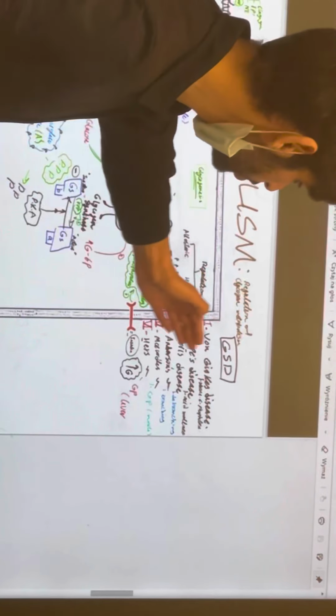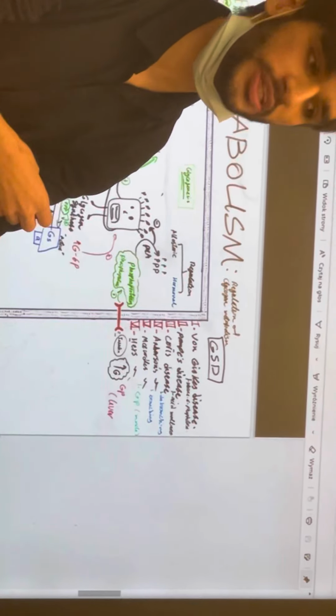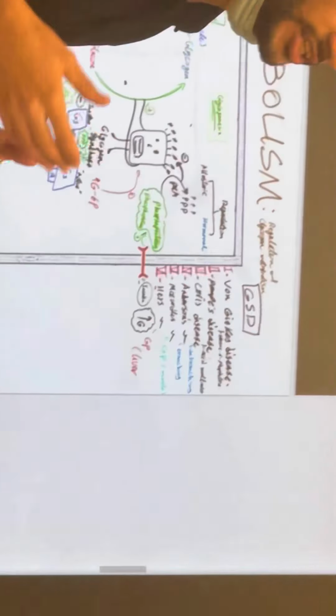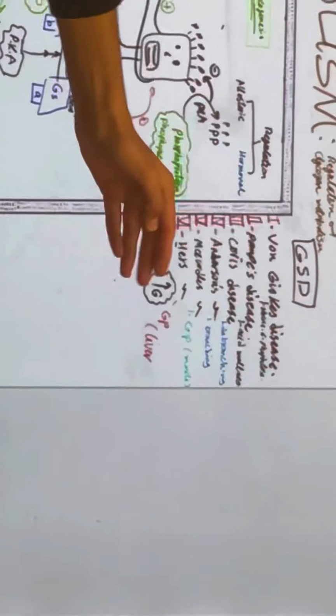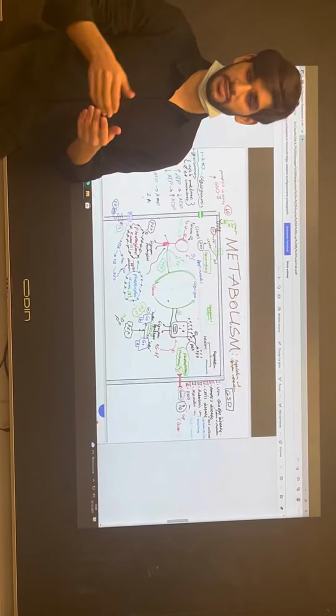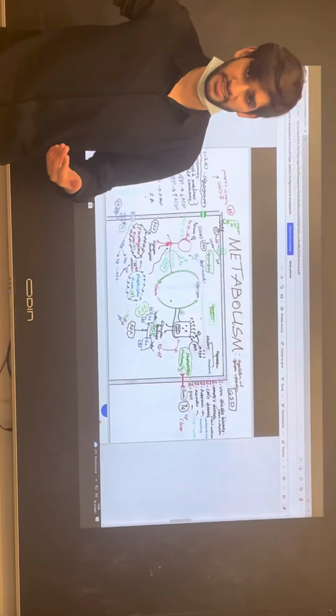First, there is von Gierke disease. Each of these diseases is due to the lack of some enzyme. Von Gierke disease is due to lack of glucose 6-phosphatase. Second, Pompe's disease. Pompe's disease, as I just said, is due to the lack of acid maltase enzyme.